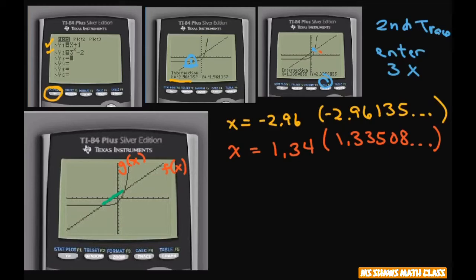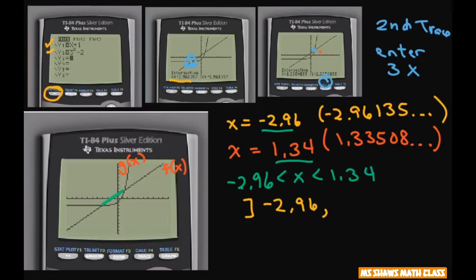So the way you can write it is you can write it as x is in between these two numbers. So that would be negative 2.96 and 1.34. You could also write it this way: negative 2.96, comma, 1.34, because it can't equal it. It's not greater than or equal to. They want it where f of x is greater than, not equal to, g of x.